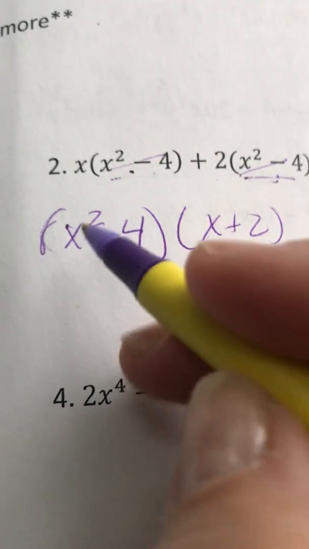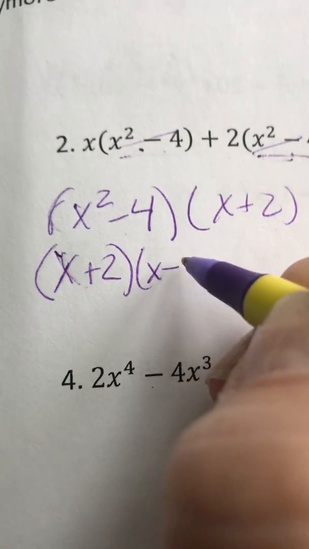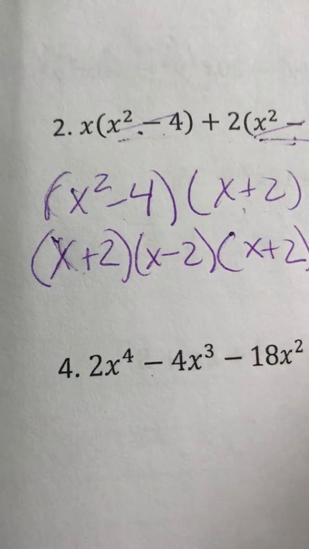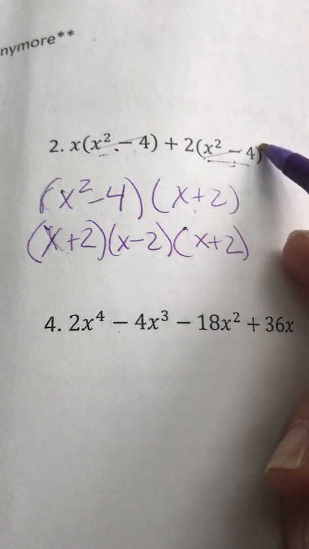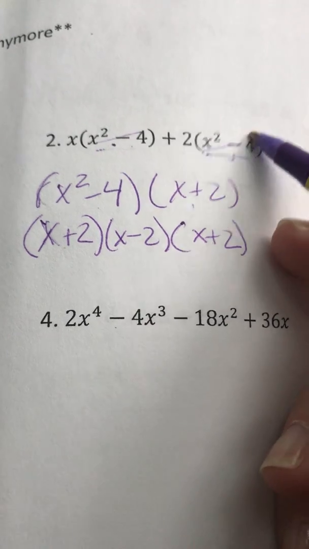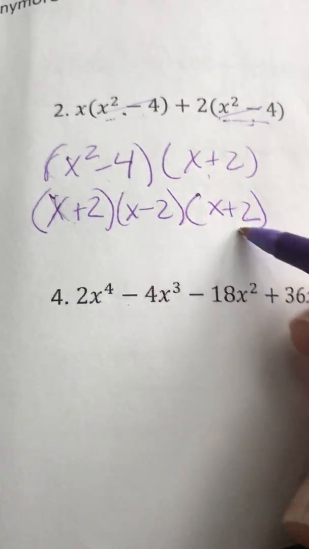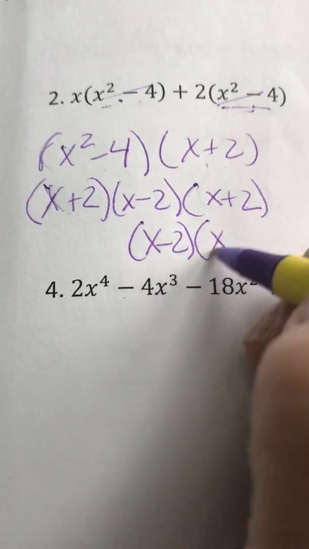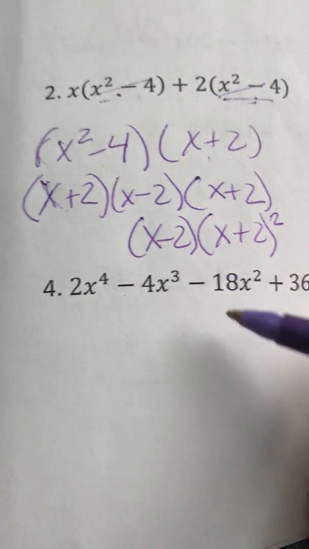Now, this is difference of squares, so it goes to conjugate pairs. You have an x plus 2, an x minus 2, and don't forget the x plus 2 that you had originally. So all 3 factors are your factors for this problem, okay? And you can check these by putting that in the calculator and then putting your answer in the calculator as well. Now, this can be rewritten as x minus 2 and x plus 2 quantity squared since we had 2 of them. Okay?